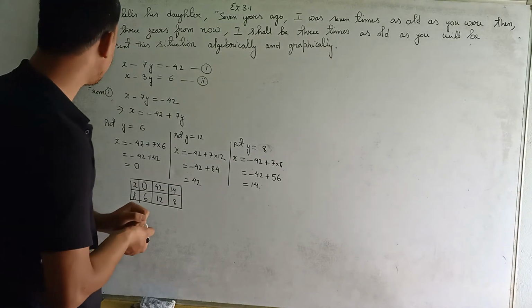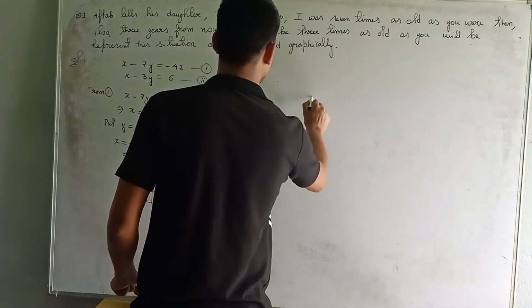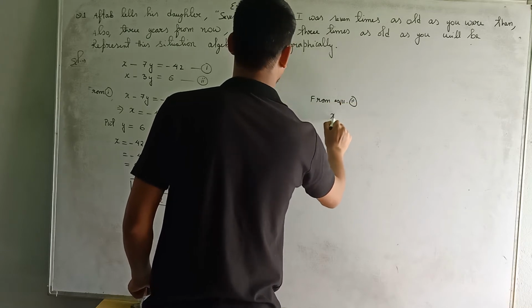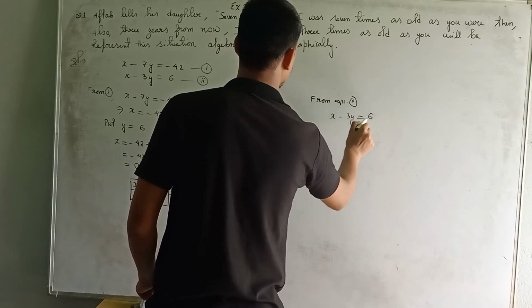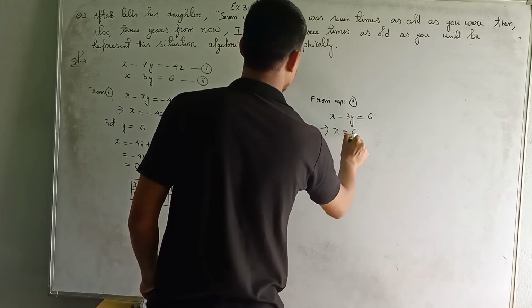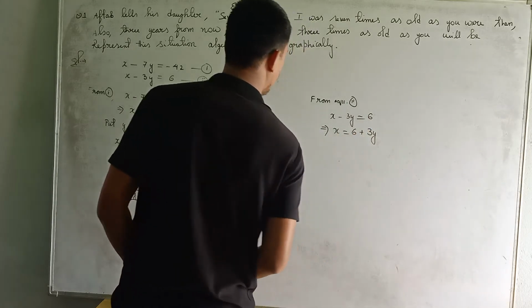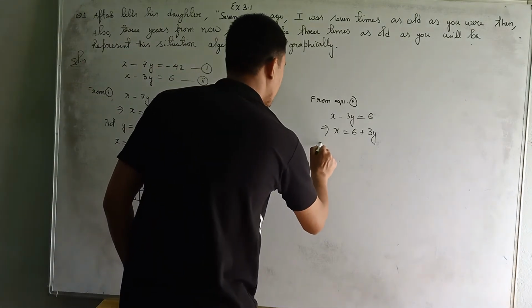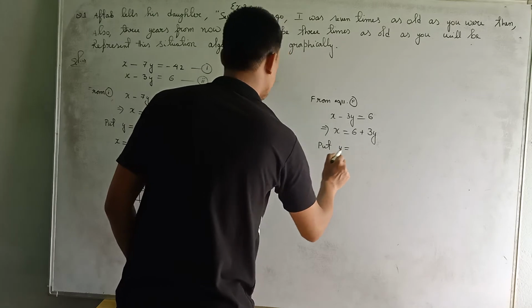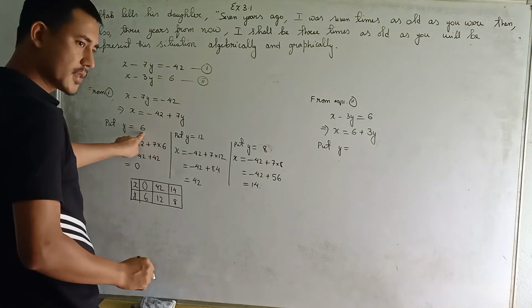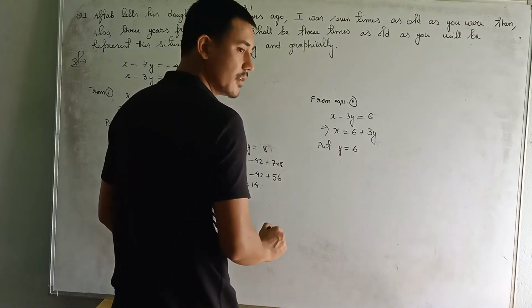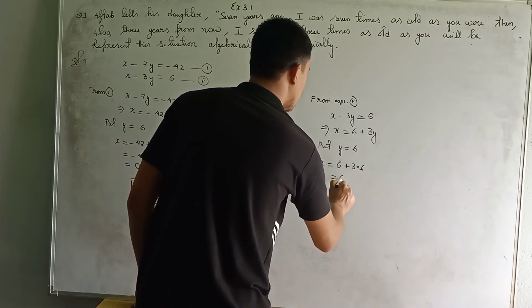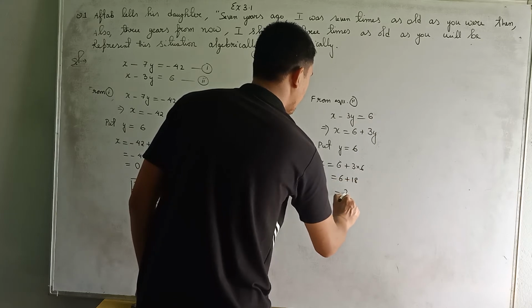Now for the second equation, from equation 2, your x minus 3y is 6, right? So your x will be 6 plus 3y. Is it okay? Then you can start putting y as 6, as I have tried here. So x equals 6 plus 3 into 6, 6 plus 18, 24.